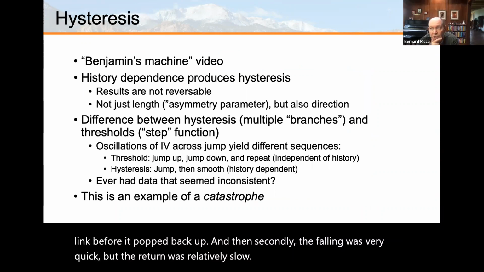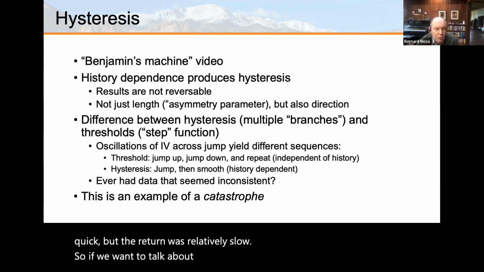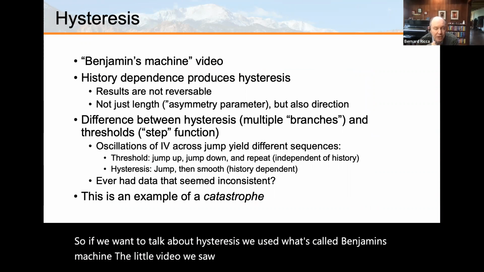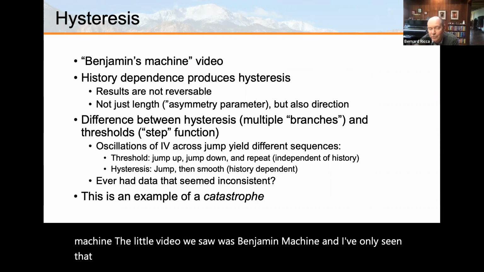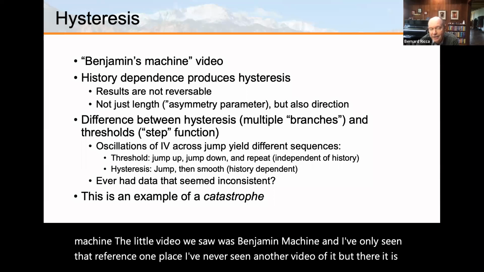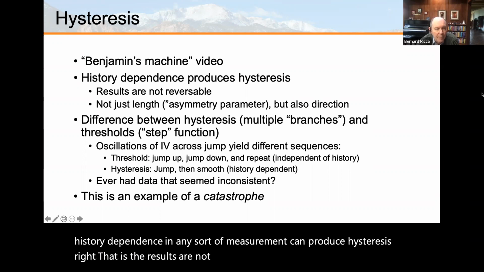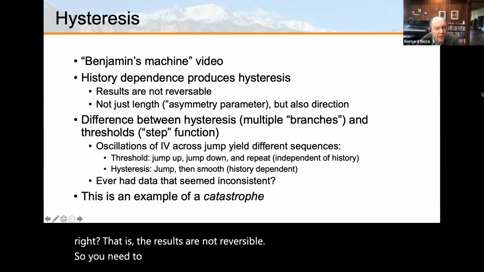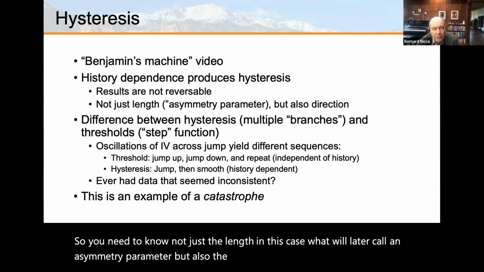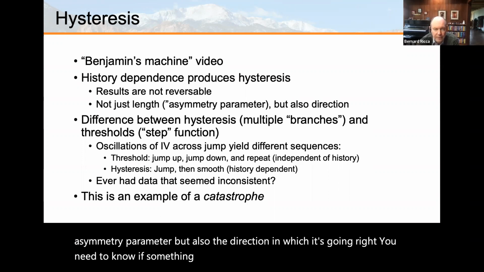So if we want to talk about hysteresis, we used what's called Benjamin's machine. The little video we saw was Benjamin's machine, and I've only seen that reference one place. I've never seen another video of it, but there it is. A history dependence in any sort of measurement can produce hysteresis. Okay? That is, the results are not reversible. So you need to know not just the length in this case, what we'll later call an asymmetry parameter, but also the direction in which it's going. Right? You need to know if something's increasing or decreasing.